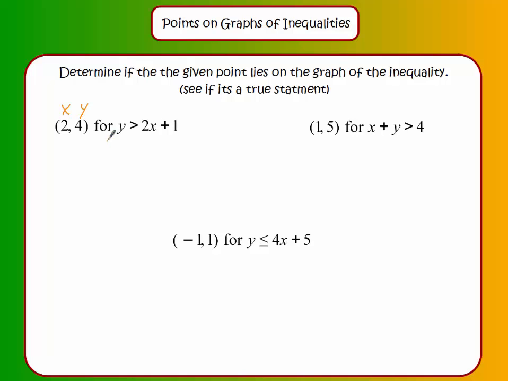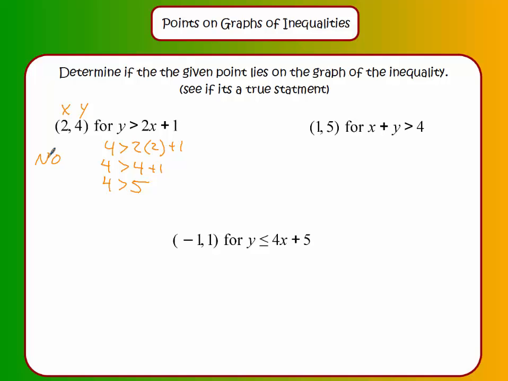So my y is 4. 4 is greater than, my x is 2, so 2 times 2 plus 1. So that says 4 is greater than 2 times 2, which is 4, plus 1. So 4 is greater than 5. That just sounds weird coming off my tongue. 4 is not greater than 5. That is not a true statement, which means this point does not lie on the graph of this inequality. So no.